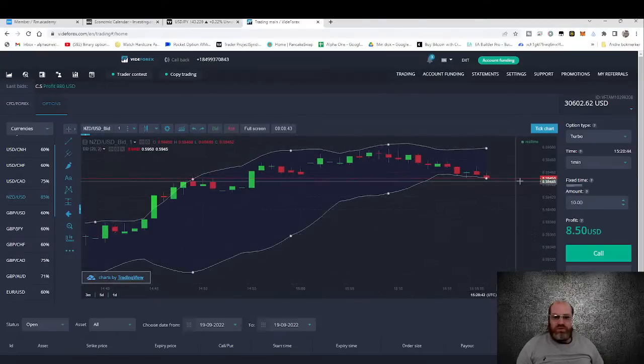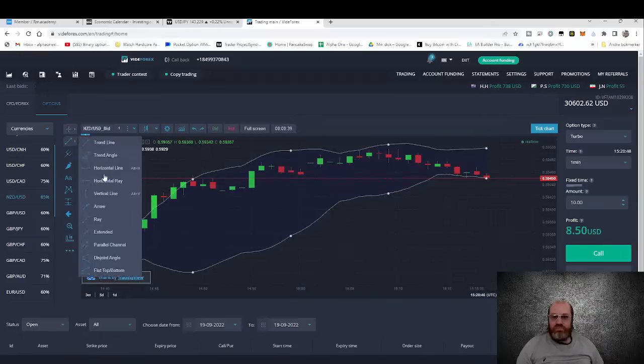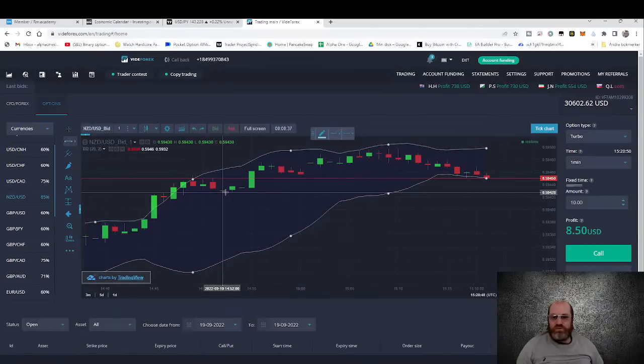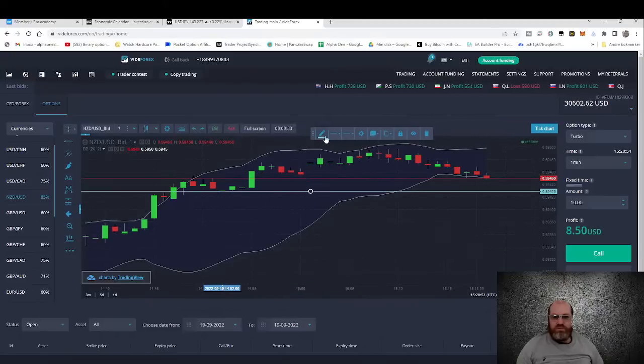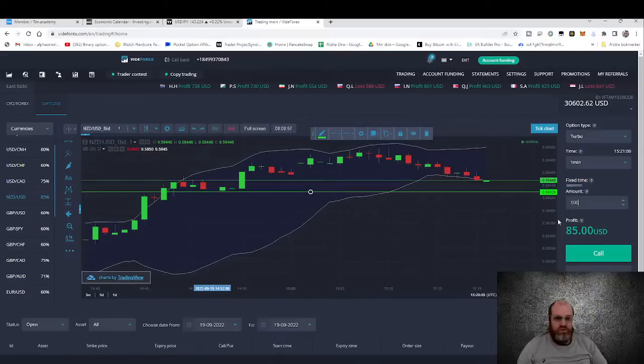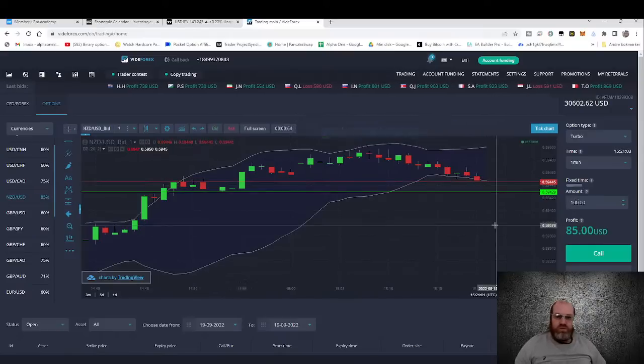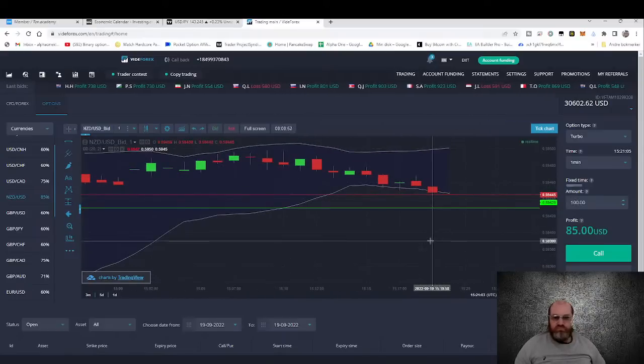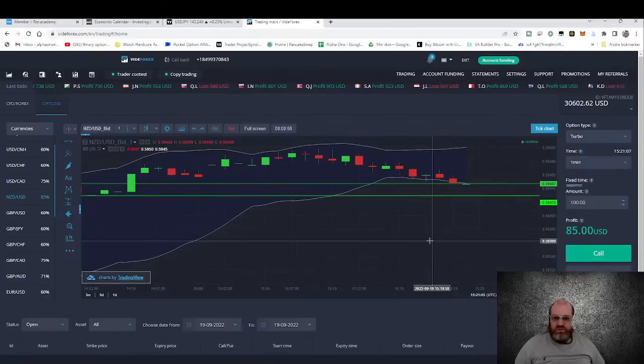Now let's see, we need to have our support line. I will explain that also. We put it around here. Let's make this one a nice green color. And if we come down there, we take a $100 trade. So here are the rules that we need to have.